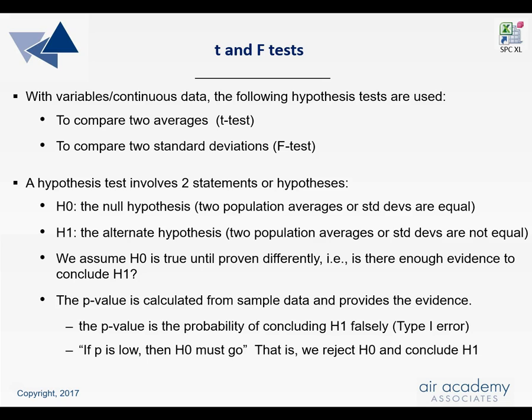And we don't want to make errors. We want the likelihood of making an error to be very, very small. So that's why we like and strive for small or low p-values. The old adage in hypothesis testing is this: if p is low, then H0 must go. Well, what is H0? H0 is H sub 0, and that is, we will reject H sub 0 and conclude H1 when the p-values are low. Well, that begs the question, how low is low?